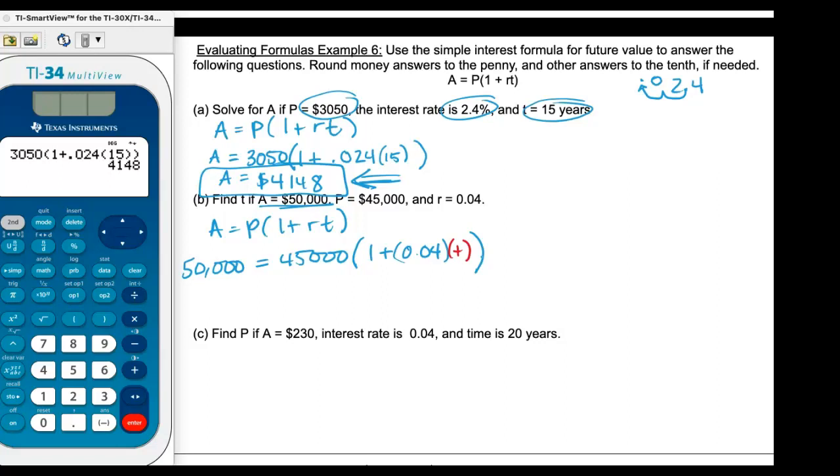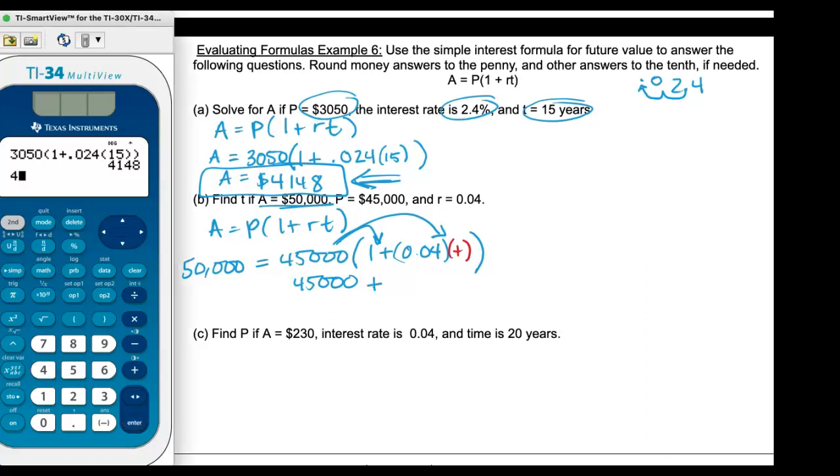And so in this case, we've got a couple of options here. You could divide both sides by 45,000, or you could distribute the 45,000 inside the parentheses. And so, there's not one right way to go about doing this. It really is personal preference. So I'm going to distribute. So 45,000 times 1 is just 45,000 plus, and then we've got 45,000 times 0.04t.